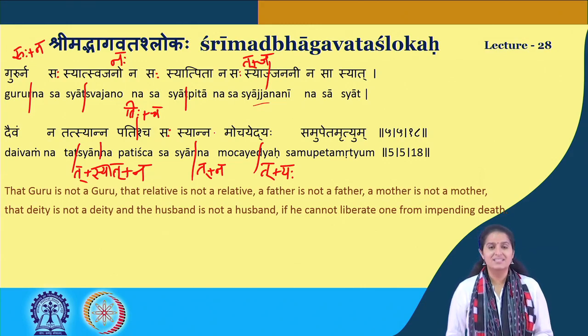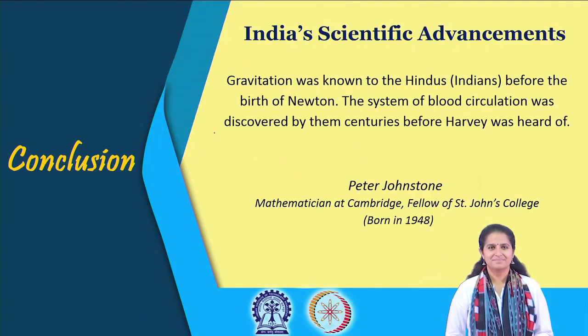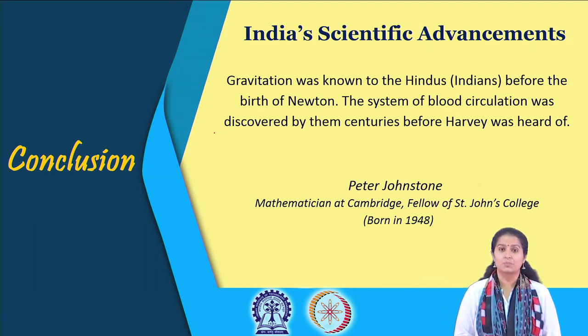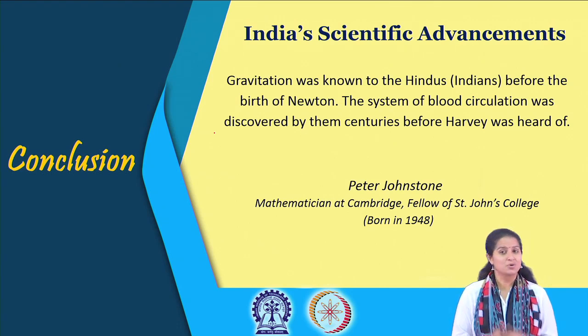So with these few words, let's move on. I found this interesting quotation by Dr. Peter Johnston, who is a mathematician at Cambridge and a fellow at St. John's College. So he says that gravitation was known to the Hindus or the Indians before the birth of Newton. The system of blood circulation was discovered by them centuries before Harvey was heard of. So there are innumerable texts, scientific texts, that are awaiting your discovery.